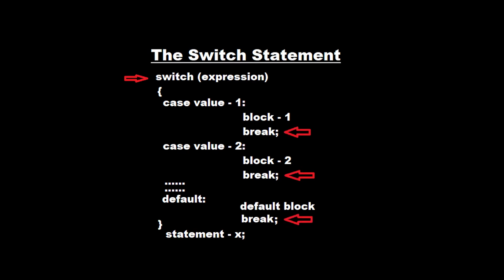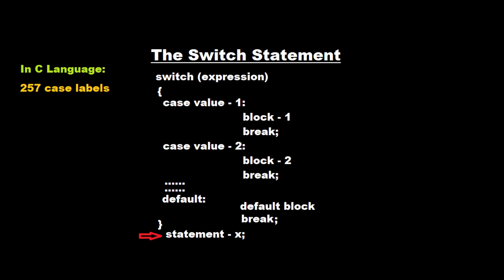The break statement at the end of each block signals the end of a particular case and causes an exit from the switch statement, transferring the control to the statement X following the switch. And finally, the default here is an optional case. When present, it will be executed if the value of the expression does not match any of the case values. If not present, no action takes place if all matches fail and the control goes to the statement X. In C, we can use as many as 257 case labels.